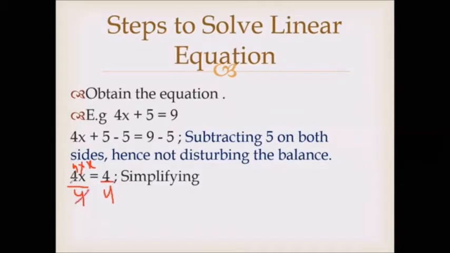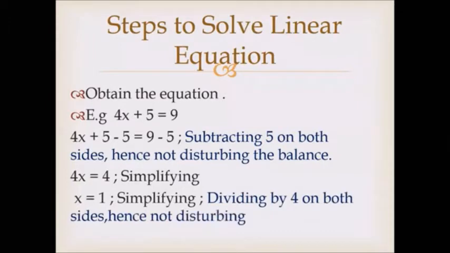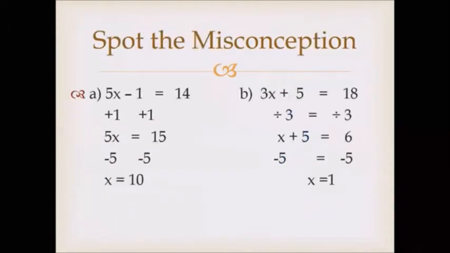So 4 and 4 cancel out. What is left here? x. On the other side, what is left? 4 divided by 4, that is equal to 1. So the next step is x is equal to 1, simplifying, that is dividing by 4 on both the sides, hence not disturbing the balance. So your answer is x is equal to 1.